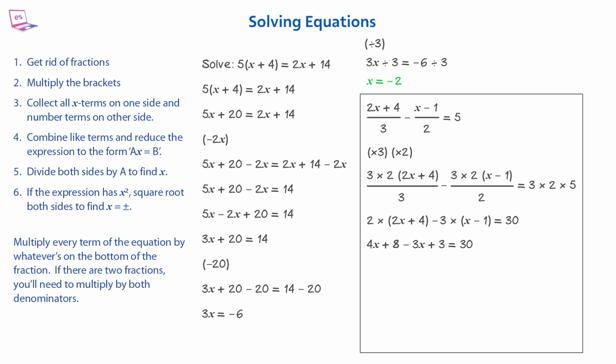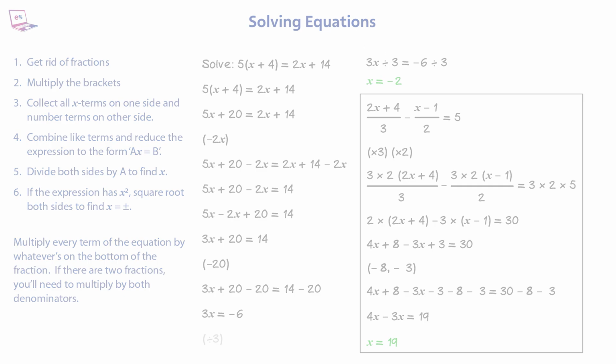Let's collect all the x terms on one side and the number terms on the other side. By subtracting 8 and 3 from both sides of the expression, we get 4x plus 8, minus 3x, minus 3, minus 8, minus 3 equals 30, minus 8, minus 3. Next, let's combine the like terms and simplify the expression. We get 4x, minus 3x equals 19. 4x minus 3x equals x, and we get x equals 19. On solving the given equation, the value of x is 19.